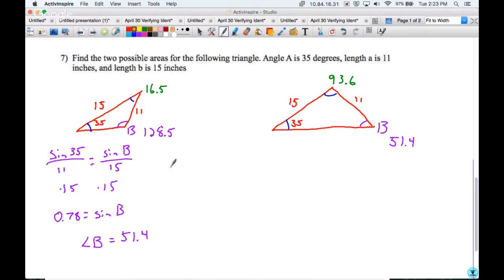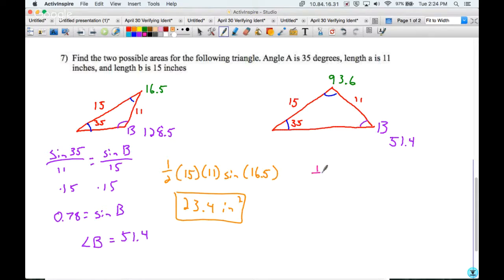Let's plug them into our area formula. 1/2 times the two side lengths times sine of the included angle. Plug that whole thing into your calculator. 0.5 times 15 times 11 times sine of 16.5. We get 23.4 square inches for this one.